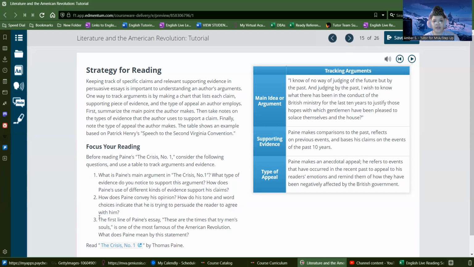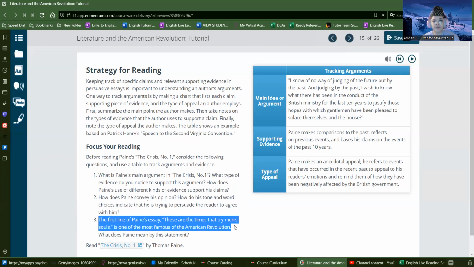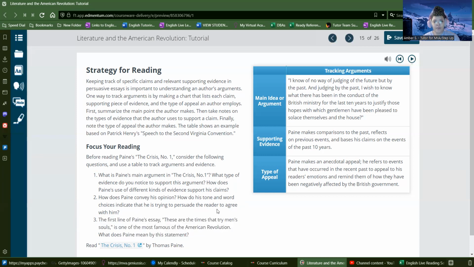And the first line of Paine's essay, "These are the times that try men's souls," is one of the most famous of the American Revolution. So what does Paine mean by this statement? So this is the first line. He's talking about the American Revolution and the difficulties that have transpired for people who are fighting and dealing with the conflict of the war.